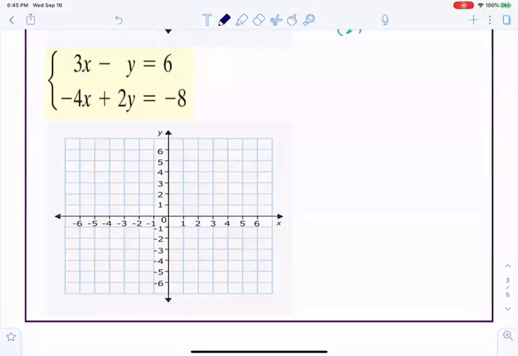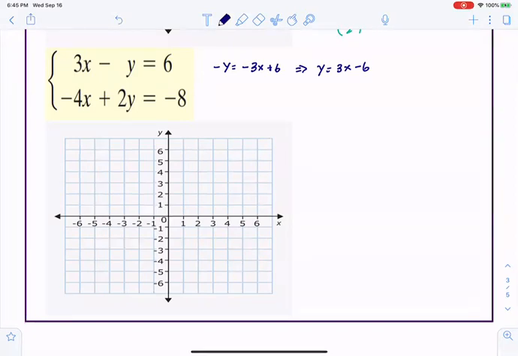Okay, so for the first equation here, we have -y equals, and I can move the 3x to the other side, so it becomes -3x plus 6. Multiply by -1 on both sides, and you would get y is equal to 3x minus 6, because negative times -3x is +3x, and +6 times -1 is -6.